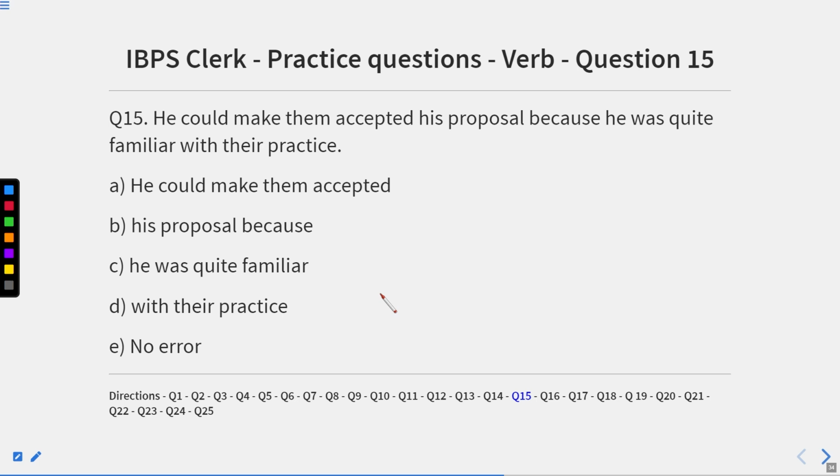Now this is question number 15. He could make them accepted his proposal because he was quite familiar with their practice.